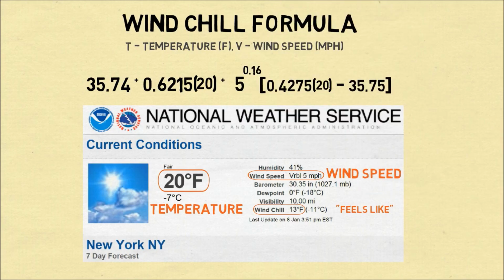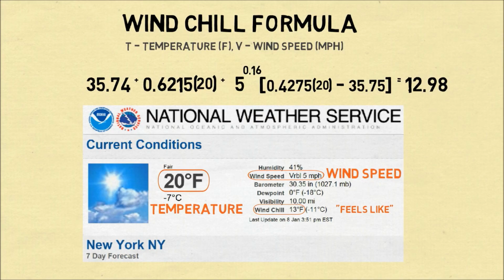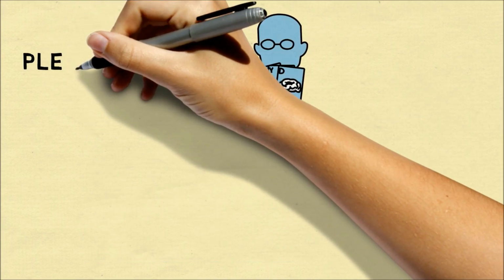So now we have an expression for the wind chill. And when we evaluate it, we get 12.98. So we calculated the wind chill was 12.98, and this pretty much exactly matches the wind chill of 13 degrees. So that's where the wind chill formula comes from, and you can use it to evaluate the wind chill when you know the temperature and the wind speed.